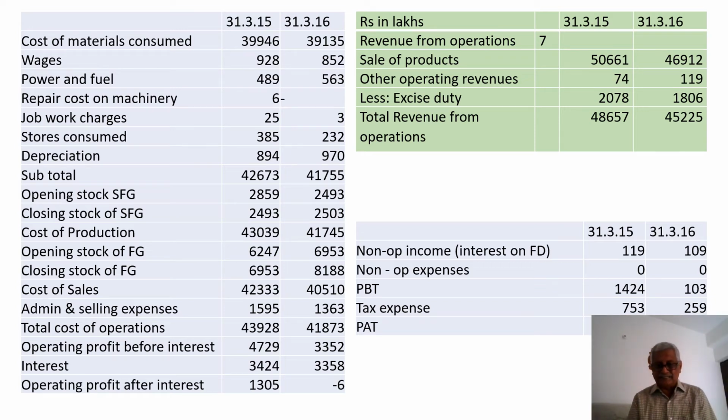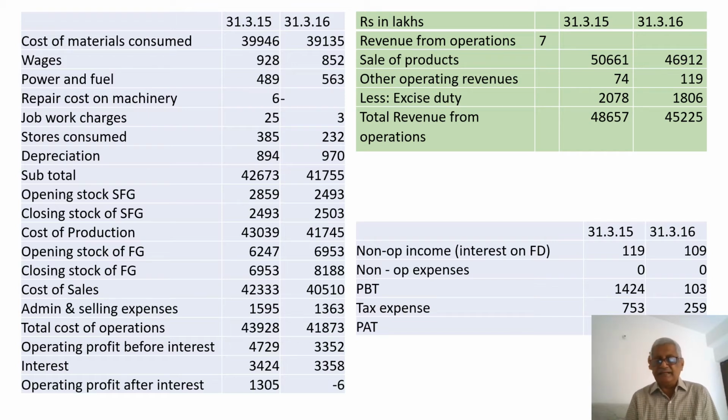From that, you deduct the interest. What you get is the operating profit after interest. In this case, during the period ending 31/3/15, the company made an operating profit after interest of 13.05 crores, whereas for the period ending 31/3/16, the company incurred a loss of 6 lakhs.